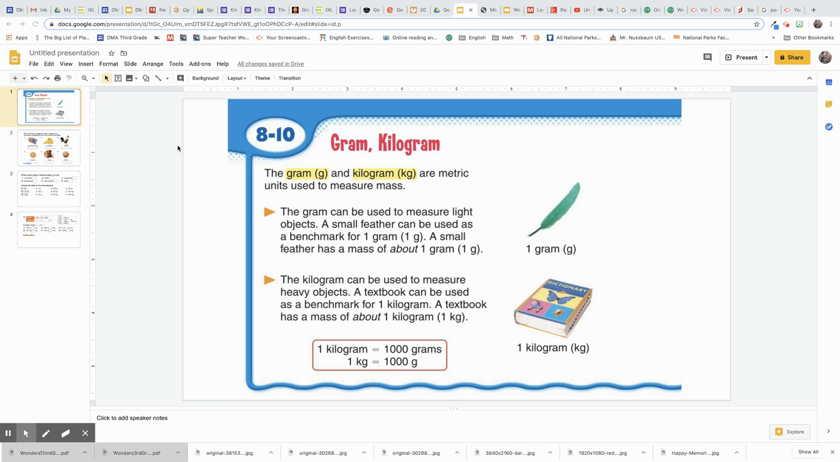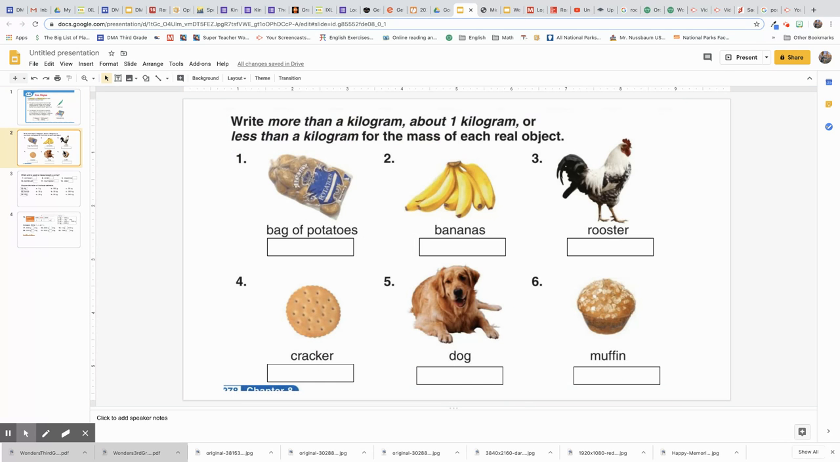So let's continue. We're going to look at some work to go with this. So we're going to be looking at the kilogram. Now remember, 1,000 grams, 1,000 feathers equals 1 kilogram, which is about the mass of a dictionary. So let's look at this bag of potatoes. If you've ever been grocery shopping with mom or dad or grandma or whomever, you might have had to buy a bag of potatoes. Maybe you had to carry them in from the house.